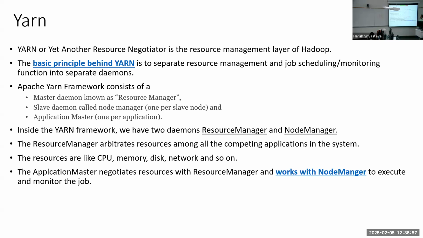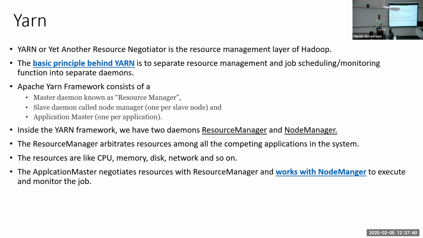Now the Apache YARN framework consists of three things. This is important. When YARN is configured for resource management, it has three important entities. The first entity is called the master daemon, the second is called the slave daemon, and the third is called the application master. There are three things that YARN holds within it. All these three things are processes. Everyone understands process? It's like a job.